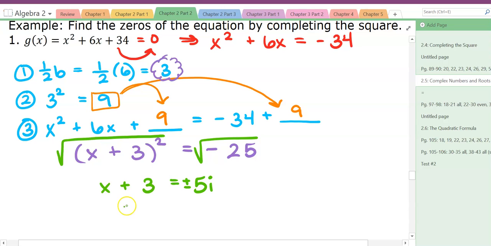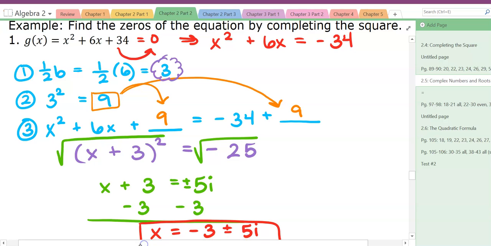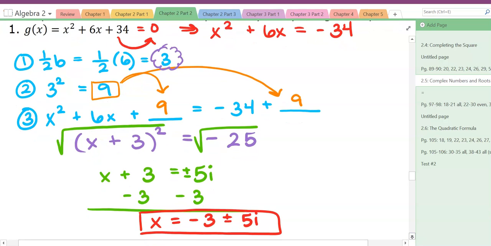So I'm going to finish this up by subtracting 3. And I'm going to write my final answer here. It's going to say x equals negative 3. We always write the number first. Plus or minus 5i. And you guys are going to leave it here. You can't simplify it beyond that point anyway, because it's an imaginary number. 5i represents a negative square root. It doesn't represent an actual number like 10 or something like that. So we can't combine negative 3 plus or minus that anymore. We have to leave it here.